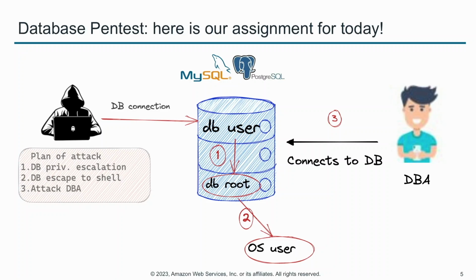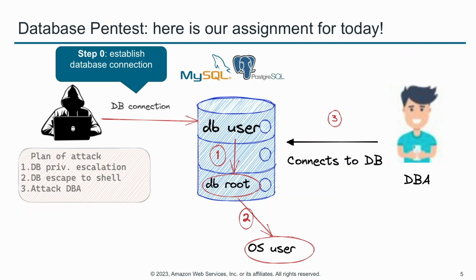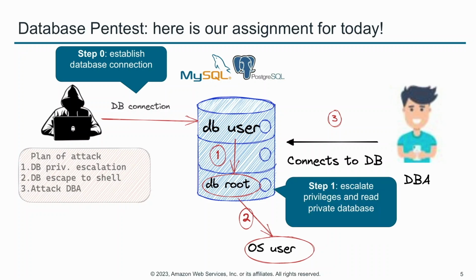What we will try to do is take a MySQL server or PostgreSQL server and hack it, own it. So the first step will be to try to establish any database connection to the database. The second step will be to escalate the privilege. And we escalate the privilege to the root user or some other user to be able to read a private database or get the password of the admin user.